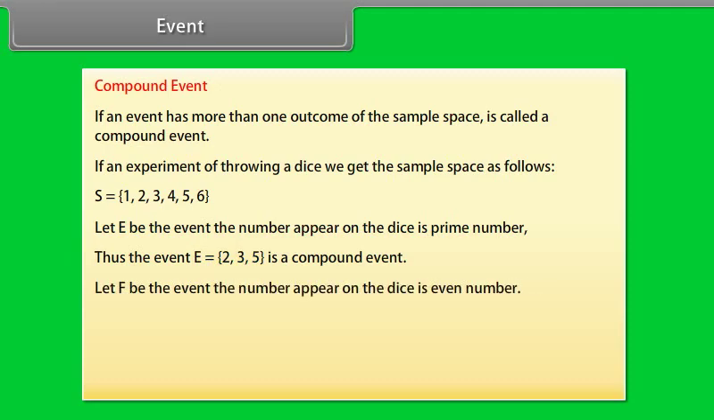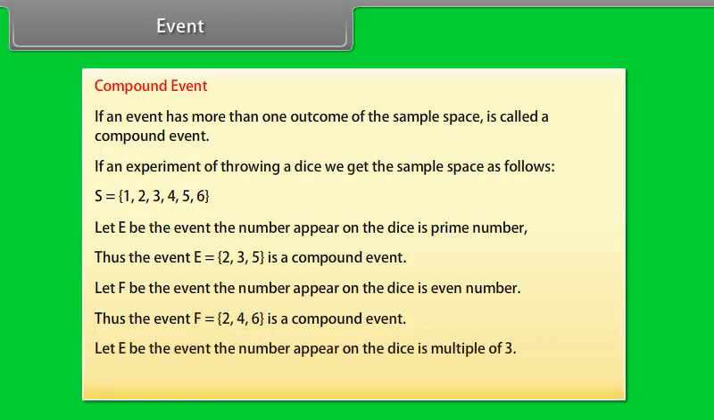Let F be the event that the number appearing on the dice is an even number. Thus the event F is equal to {2, 4, 6}, a compound event. Let E be the event that the number appearing on the dice is a multiple of 3. Thus the event E is equal to {3, 6}, a compound event.